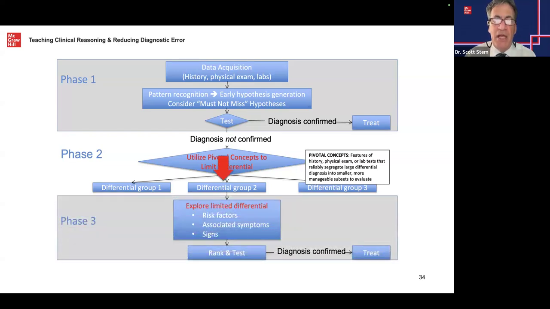So we can then take a subset and look at those diseases and train them to say, okay, now you've got 5 possibilities. Does the patient have risk factors for those diseases or associated symptoms of those diseases or signs? Use that information to rank and test those hypotheses and then come to a diagnosis. Let me operationalize this with an example.